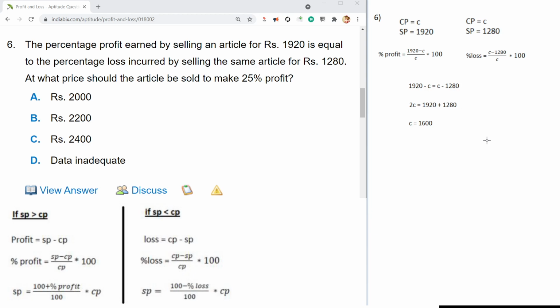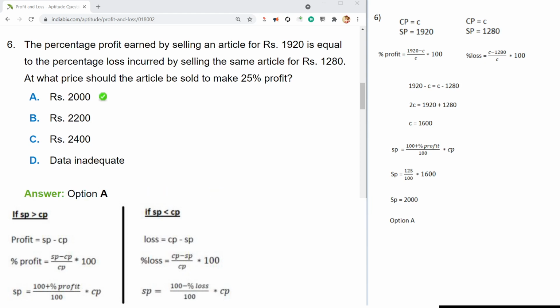What we need to find is, at what price should the article be sold to make 25% profit? Percentage gain is given. We have the cost price. We need to find the selling price. We have the formula SP is equal to 100 plus percentage profit by 100 into cost price. Percentage profit is 25%, so 100 plus 25, 125 by 100 into 1600. SP equals 2000. That is option A. Option A is correct.